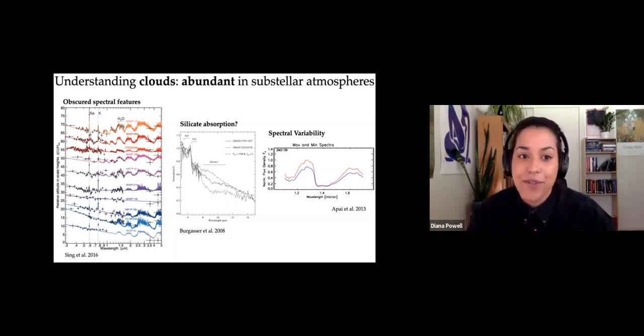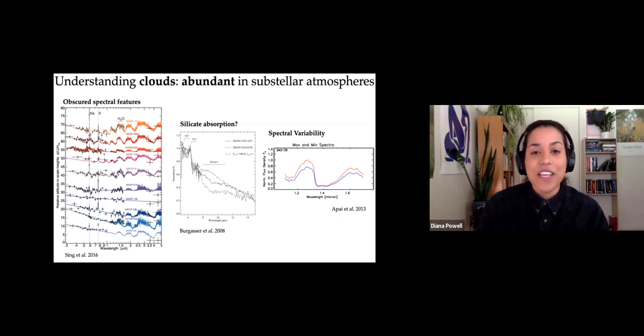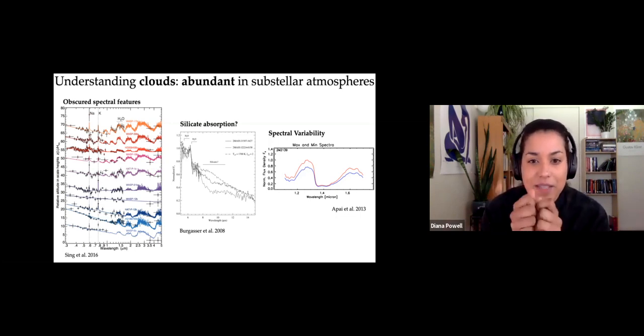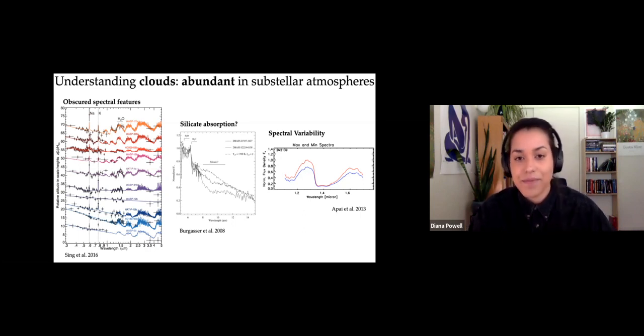Clouds may also have been observed directly in the atmospheres of brown dwarfs, which have atmospheric properties similar to giant planets. So in the middle here, I'm showing emission spectra of 2 brown dwarfs, and both of these objects have this broad absorption feature in the infrared that's not quite captured by the models here, and that's thought to be caused by silicate clouds in their atmospheres.